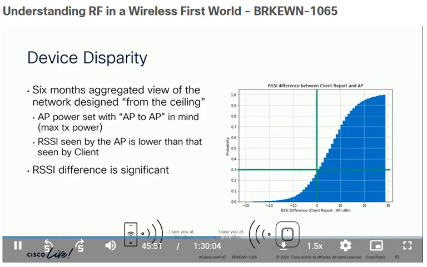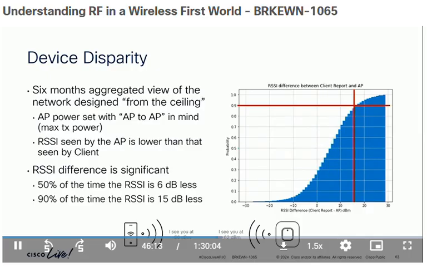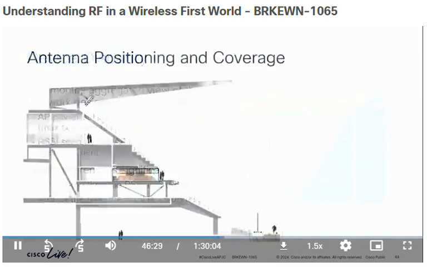So what we're basically saying is 30% of the time, the RSSI value, the received signal strength that I see at the client and I see at the access point match. So the AP and the client see each other in exactly the same way. But 50% of the time, there's actually a 6 dB difference. 90% of the time, there's a 15 dB difference. That's a huge disparity. That is what makes your life miserable trying to design a really good wireless network, how you're going to balance all of this.